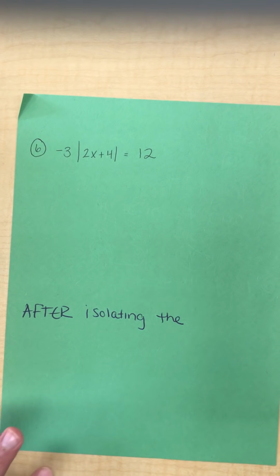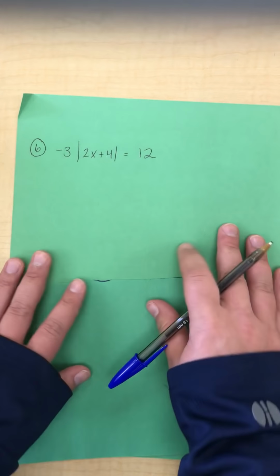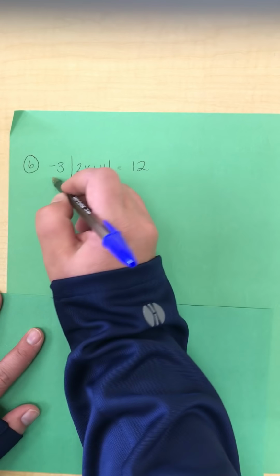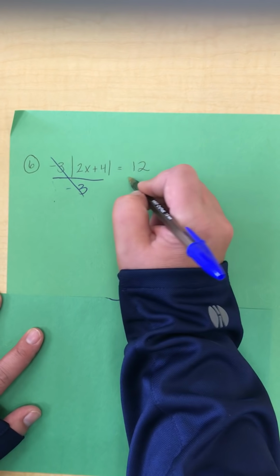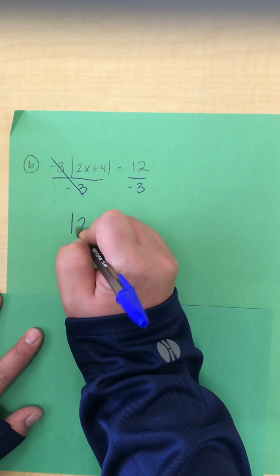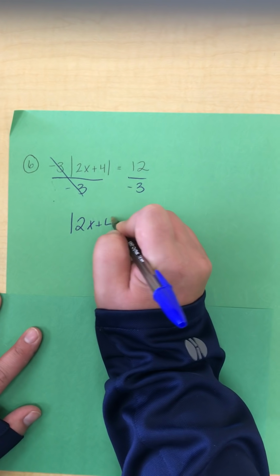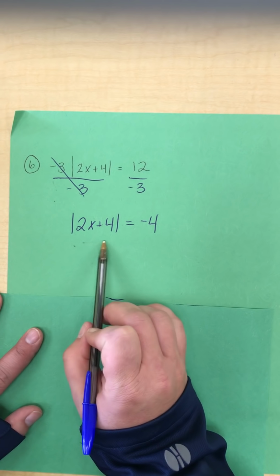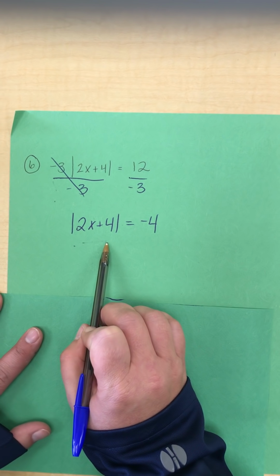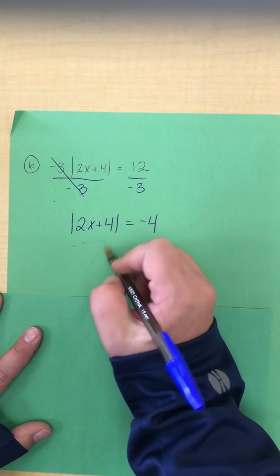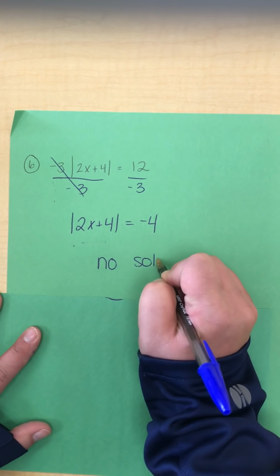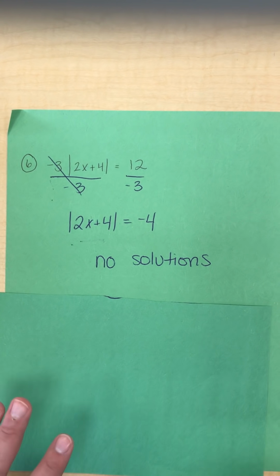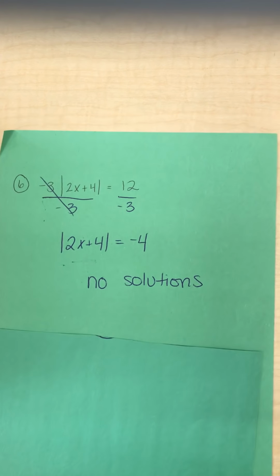Okay, last thing here that we're going to look at. Okay, so we're going to isolate the absolute value. So we have this -3 here. We're going to divide by -3. So that leaves me with absolute value of 2x plus 4 equals -4. My absolute value is isolated. There's nothing else here. Okay, but it's equal to a negative, so we are going to say no solutions for this one, because we cannot have an absolute value isolated and equal to a negative.